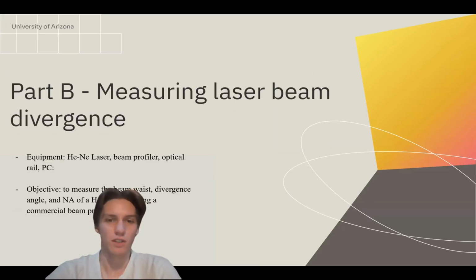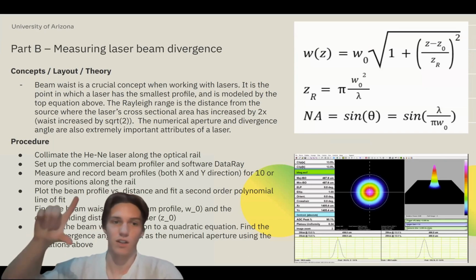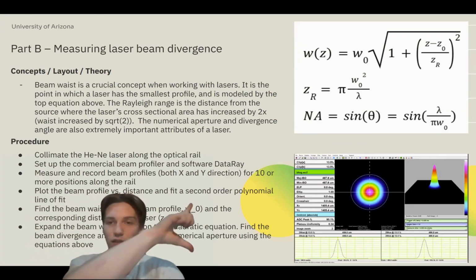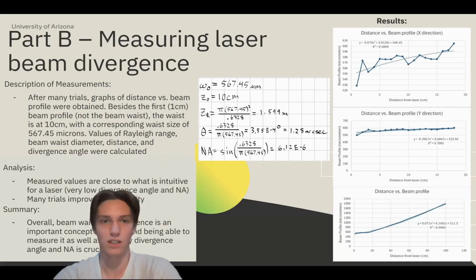So for Part B, we measured the laser beam divergence as well as the beam waist and the numerical aperture of a helium neon laser. And this was done using a commercial beam profiler. Beam waist is a crucial concept when working with lasers. It is determined by the waist size, and the beam diverges, converges, and then diverges again. And the beam waist diameter equation, as well as the Rayleigh range and numerical aperture equations, are shown in the top right. And we used the commercial beam profiler and software data array to quantify the beam waist at multiple distances.